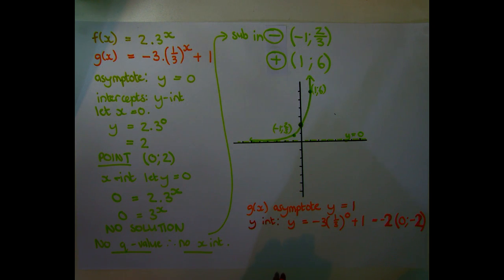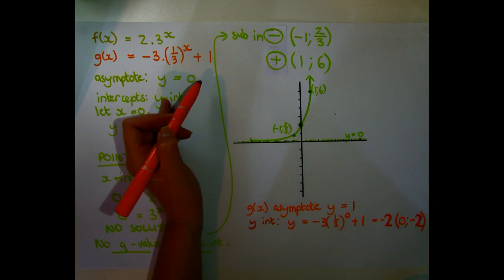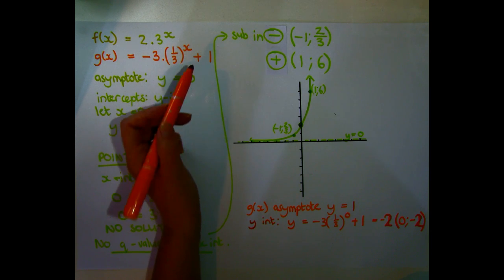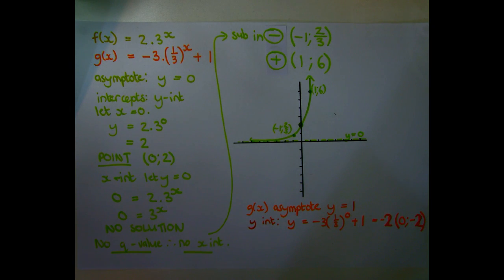Okay, we already know that the x-intercept, if there's no q value, doesn't exist, but here there is a q value. The q value is 1. So we're going to use our formula for letting y equal 0 to get out an x-intercept. This time it does exist. Okay, so for the x-intercept, we're going to let y equal 0. So we're going to say 0 equals -3, a third to the power of x, plus 1.